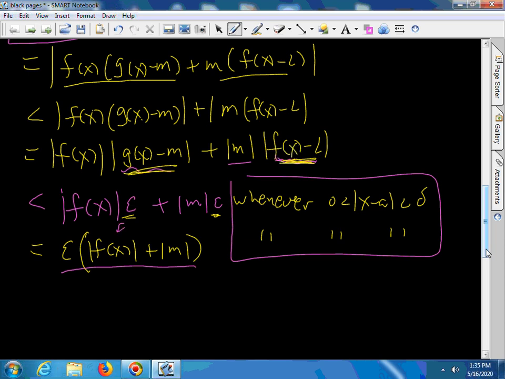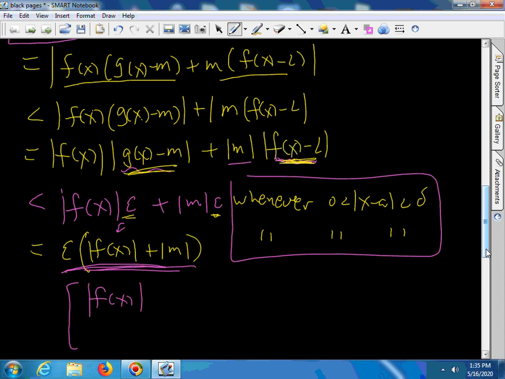What is this f of x? Okay, f of x might be really big near a. Okay, I want this quantity to be small. So somehow I need to get a bound on f of x. So we do a little side work here.